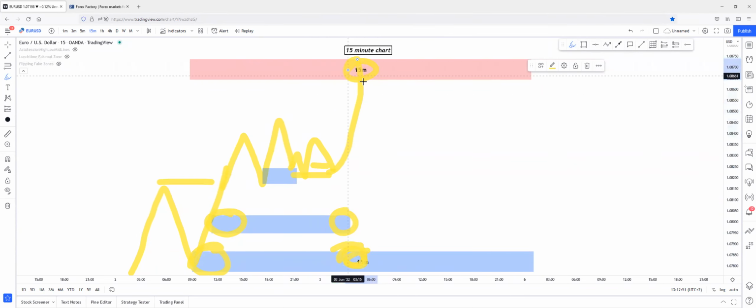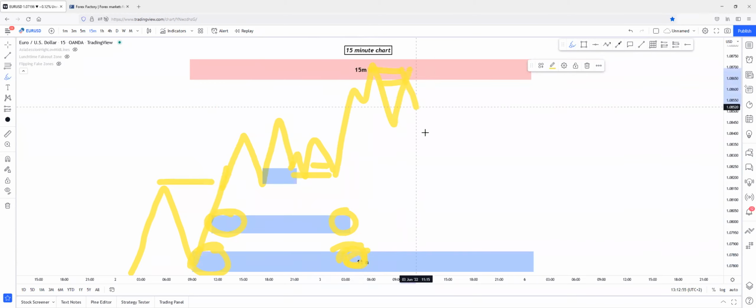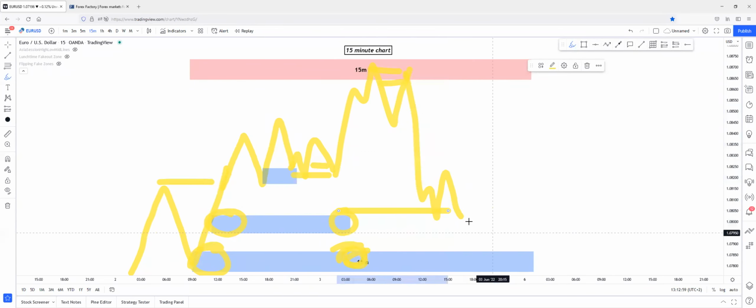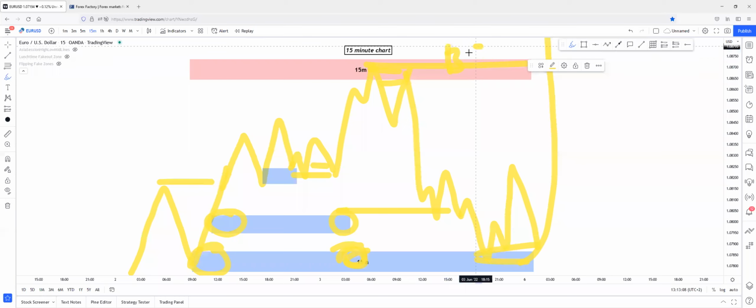And after the 15-minute supply mitigation, price has a high chance to actually change character right here, mitigate these deeper demand zones. For example, like this, create a change of character on this zone, or go down to this and create a change of character on this zone. And after this, you can aim for a break of structure to the upside right here. You can aim for a supply break, another break of structure, because price is following a main trend. You know, it's creating break of structures over and over again.